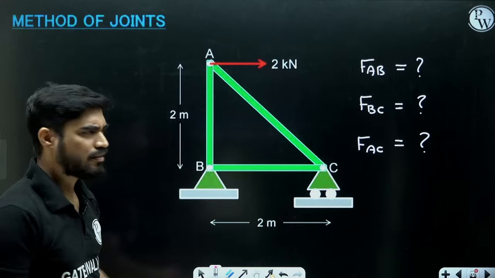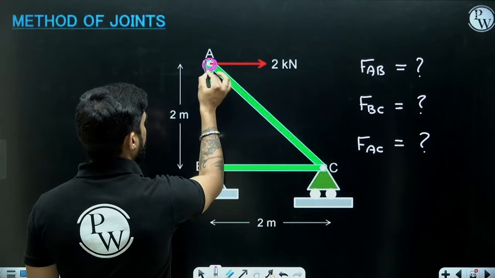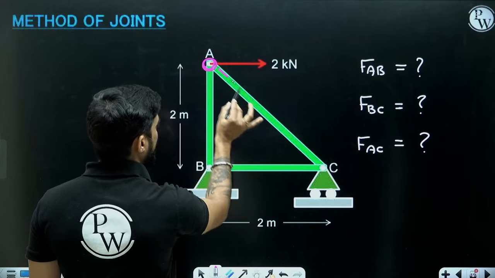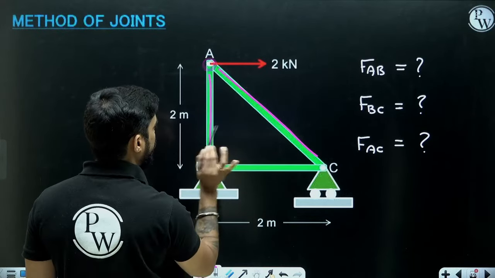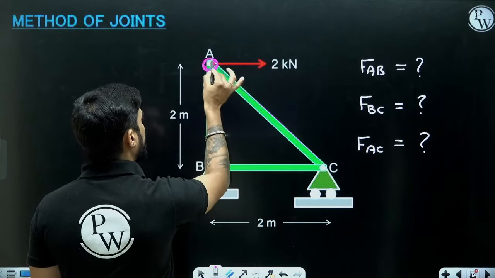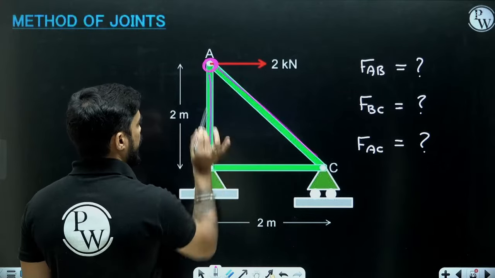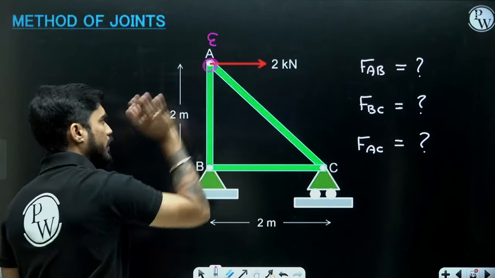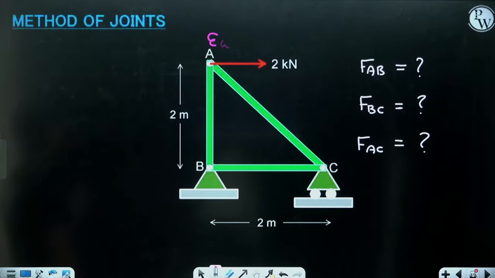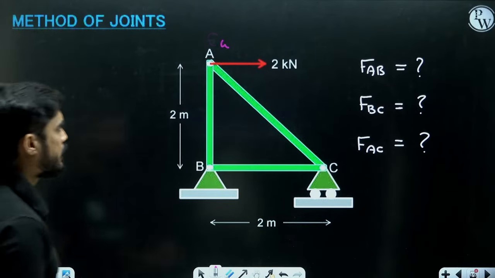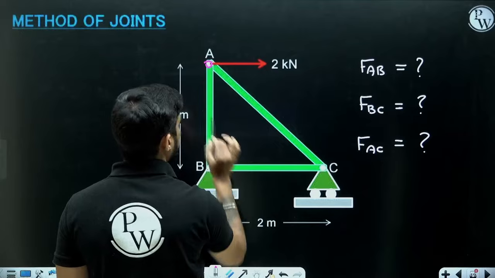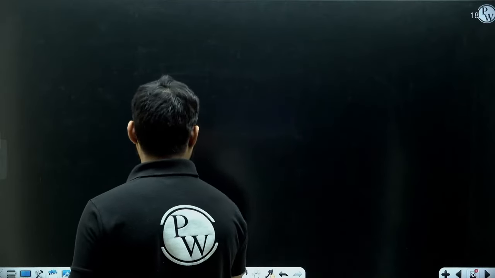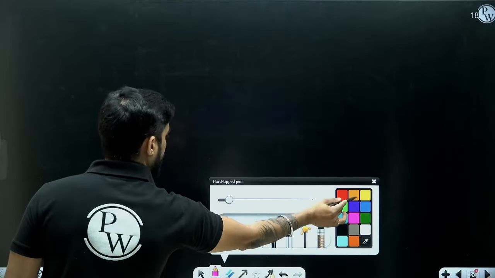Isolate means what? If this is joint A, I will disconnect this joint from the members and I will draw the free body diagram of this joint. And then I will apply equilibrium equations on the joint and I will be able to solve the problem. Let me give you an example. Let's isolate joint A.